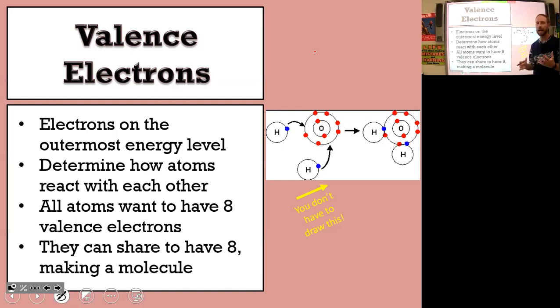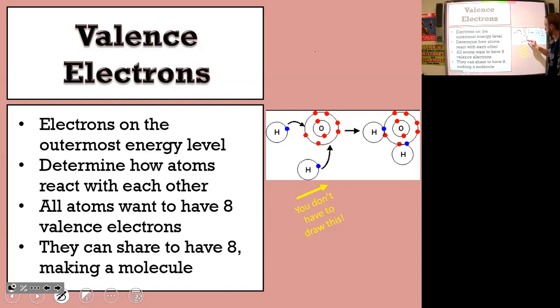The goal of all atoms is to have 8 valence electrons. Okay? It makes them happy, makes them complete, so they want to stay in groups of 8. And if they don't have 8, what they're going to do is they're going to go find other atoms of different elements or the same element, and then share those electrons so it's in some group of 8, whether it's 8 or 16 or 24.